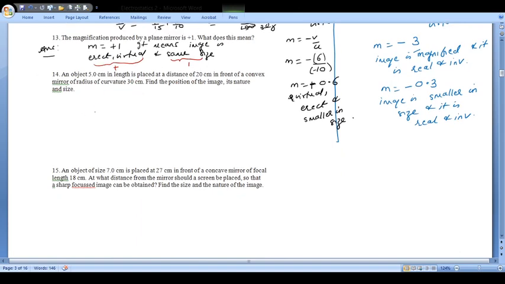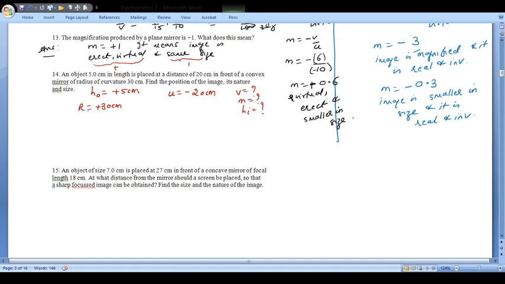Now let's see question number 14, right? An object 5 centimeter in length. So what is the height of the object? Height of the object is given as 5 centimeter, so plus 5 centimeter. It is placed at a distance of 20 centimeters in front of the mirror. So U is equal to minus 20 centimeter. And the radius of curvature for a convex mirror is going to be plus only. So this is going to be plus 30 centimeters. You have to find out the position, nature and size. So you have to find V. For nature you will find m, and you have to find the size of the image. So let's see this, right.